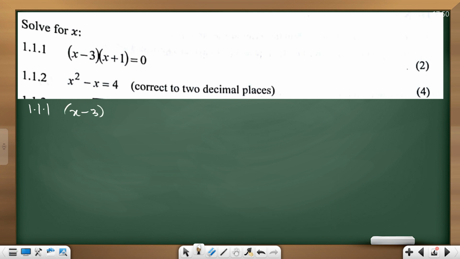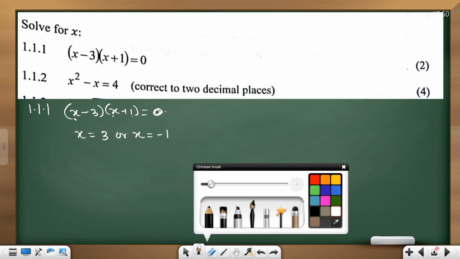All right. x minus 3, x plus 1 equals to 0. A learner then starts doing this. I have seen this. x squared plus x minus 3. Look, you are wasting time. You don't need to FOIL as long as this is equal to 0. You only expand when it is not equal to 0. Please don't waste time. If it is equal to 0, already we are done. x equals 3 or x equals negative 1. That's why it is 2 marks.